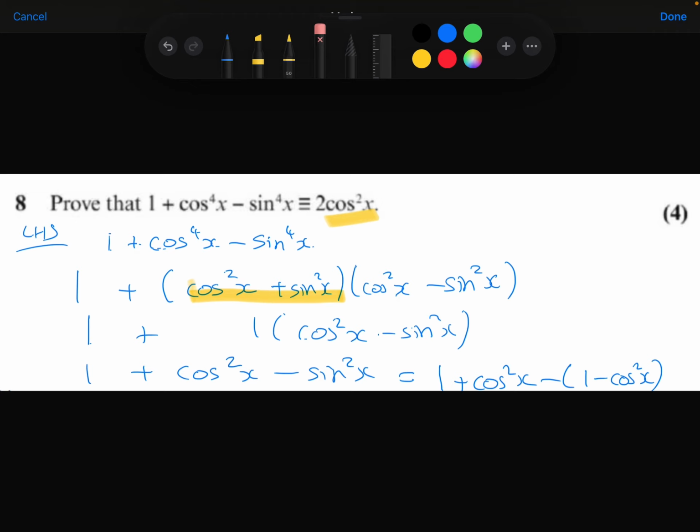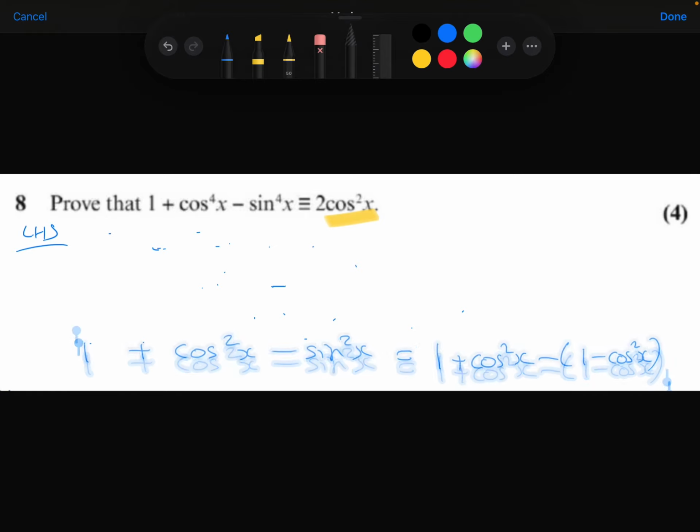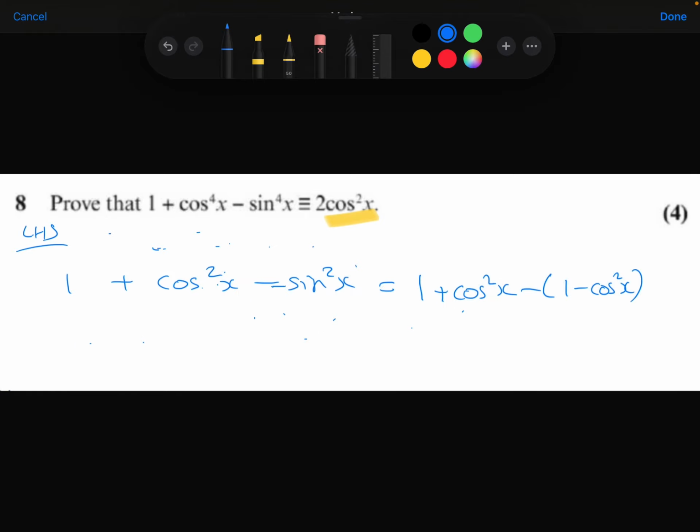I just need a bit more space here, so let me just move that up a little bit. So yeah, expanding those brackets, minus 1 plus cos squared, the minuses cancel out, and I get 2 cos squared, which is the right-hand side.